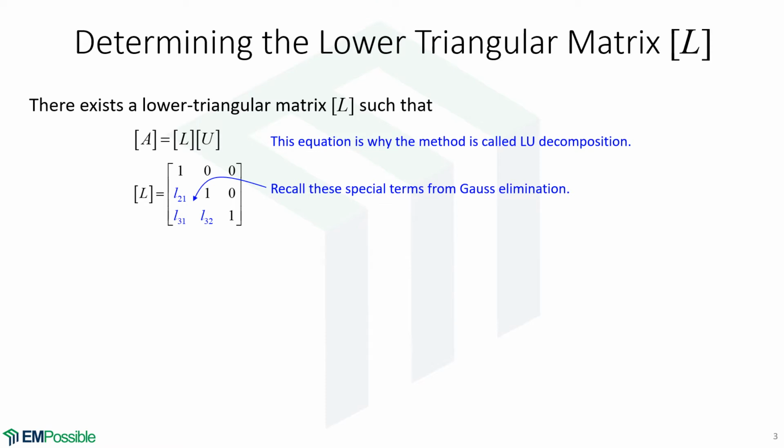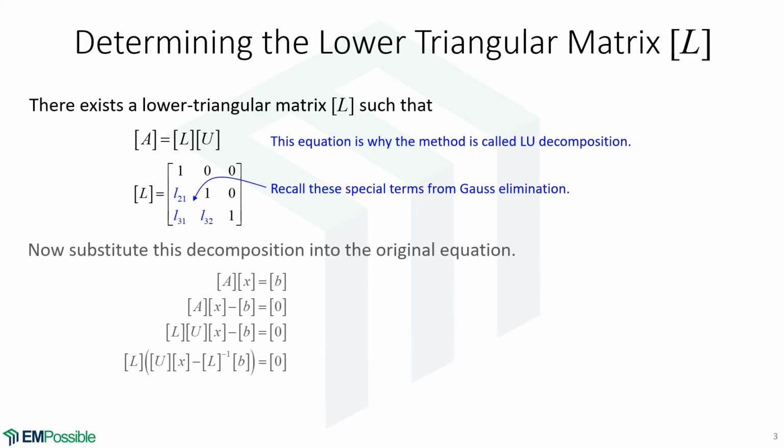So as we're performing Gauss elimination, you can imagine slowly forming this upper triangular matrix. And as you're calculating these special terms, those are getting inserted into the lower triangular matrix. So it's very simple to build L and U. Now what we're going to do is substitute A equals LU into our original equation, AX equals B, and we'll try to answer why this is a good thing to do.